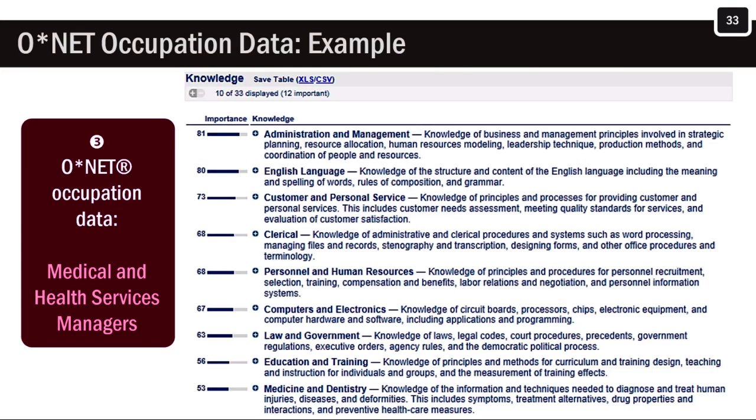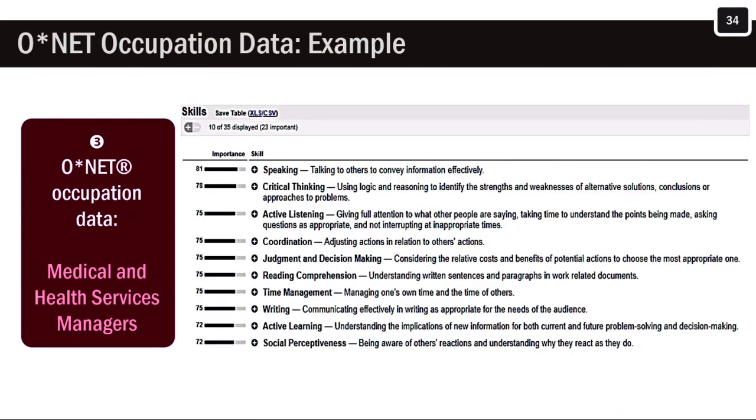For instance, knowledge. What knowledge do medical and health services managers need to possess? The report says that out of 33 areas of knowledge, 12 are particularly important. And in this excerpt, I've just cut and pasted the top 9 of these. All these knowledge areas, as you can see, are ranked for importance, with the importance score given on the left. The report also tells you what skills the job requires. Again, it gives you a list of skills ranked in order of importance. Here, it appears that the top skill is speaking, followed by critical thinking and active listening.